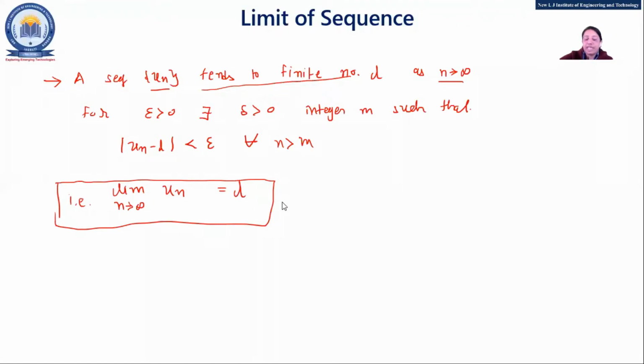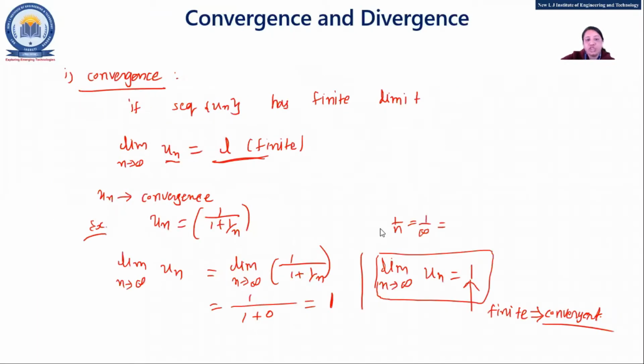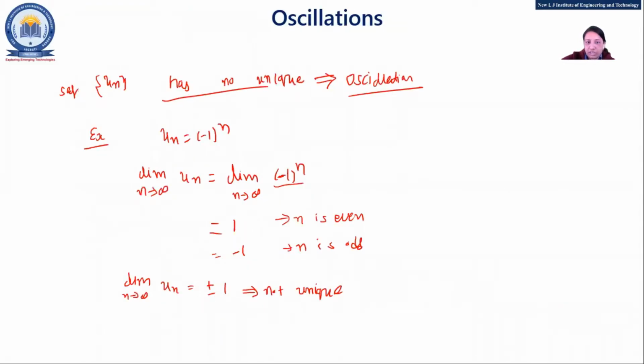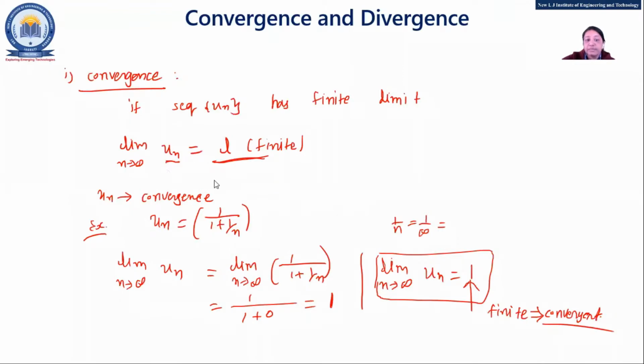Now the limit L can be finite or infinite, or it may not exist, or it is not a unique one. According to that, we need to check the convergency of a sequence. It can be either convergence, divergence or oscillation. Convergence means if you have a limit that is a finite term, then we can say that it is convergent.